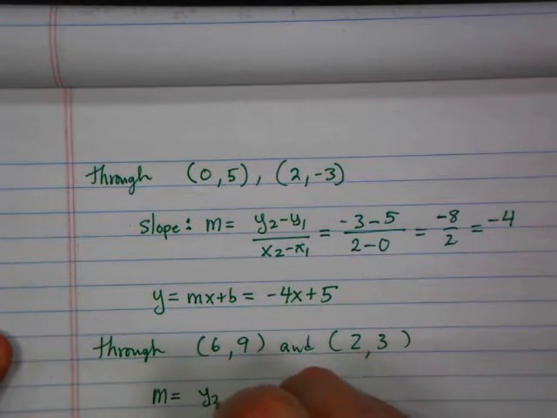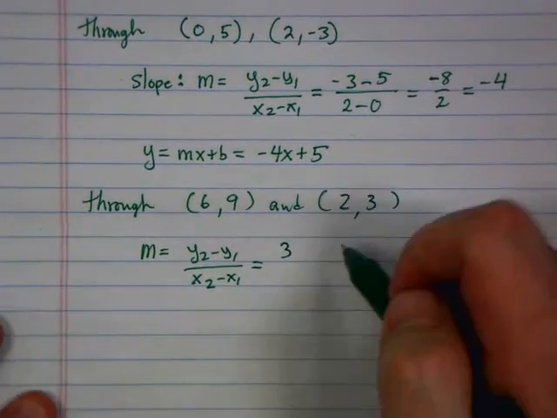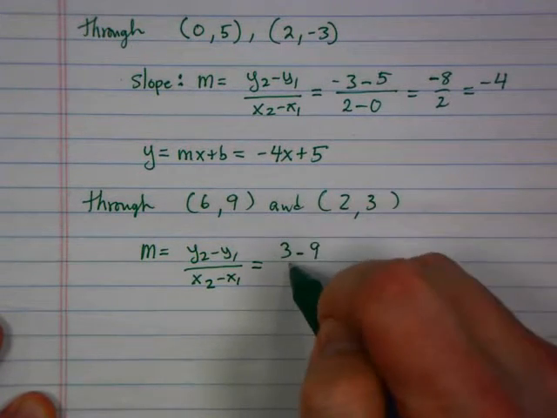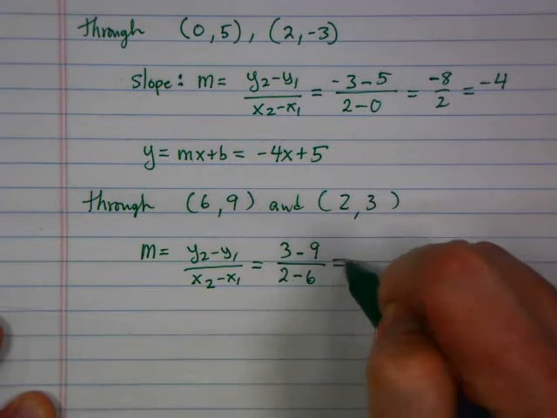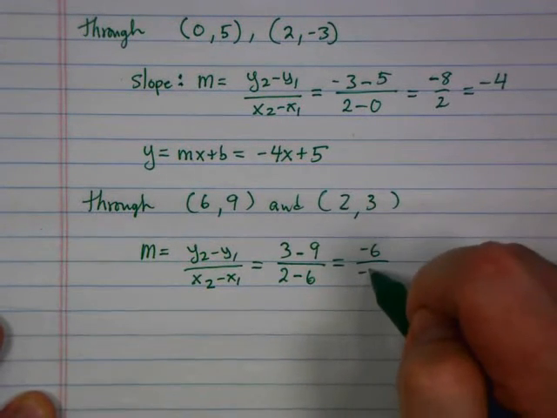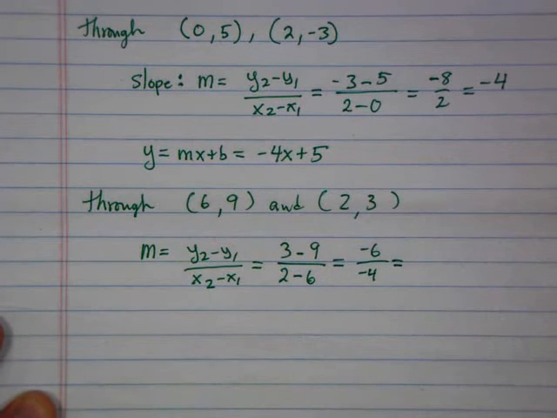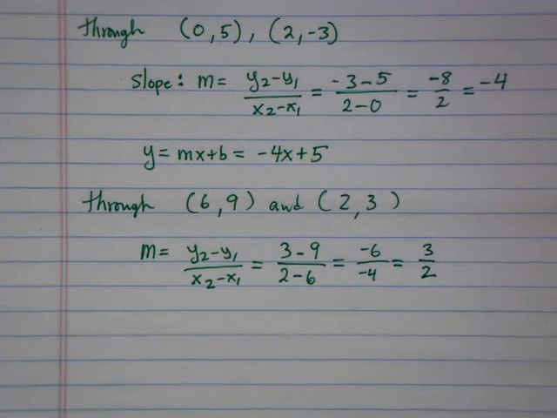M is y2 minus y1 over x2 minus x1. Y2 is 3, minus 9, divided by 2 minus 6. That's negative 6 over negative 4. Negative 6 over negative 4 reduces to 3 halves. I can reduce top and bottom by 2, and 2 negatives, of course, make a positive. I know my slope. I'm halfway done.